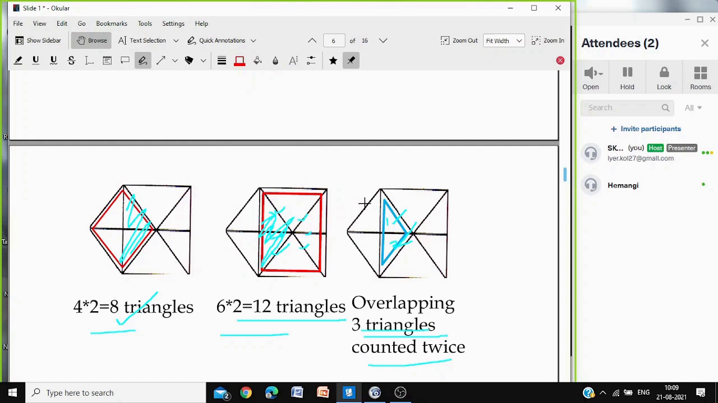So we subtract the 3, and we are using the same principle, number of lines into 2. 4 lines here, so 4 into 2, 8. 6 lines here, 1, 2, 3, 4 and 5, 6. So 6 into 2, 12. And then the overlapping 3 triangles we subtract. 8 plus 12, 20 minus 3, 17. Okay, Betty?